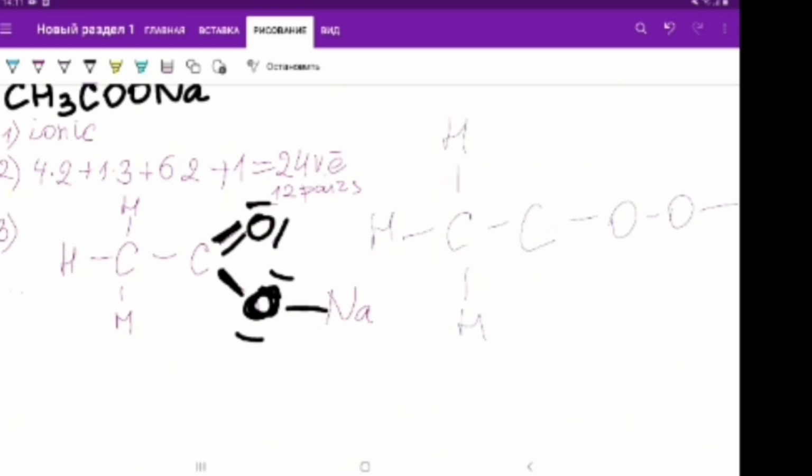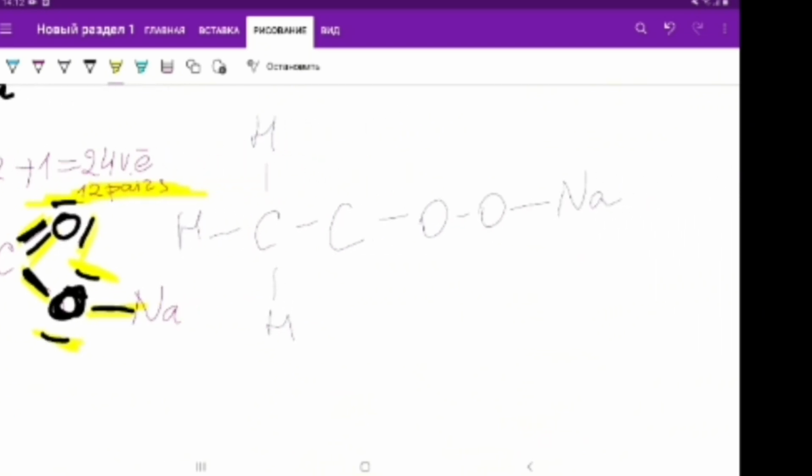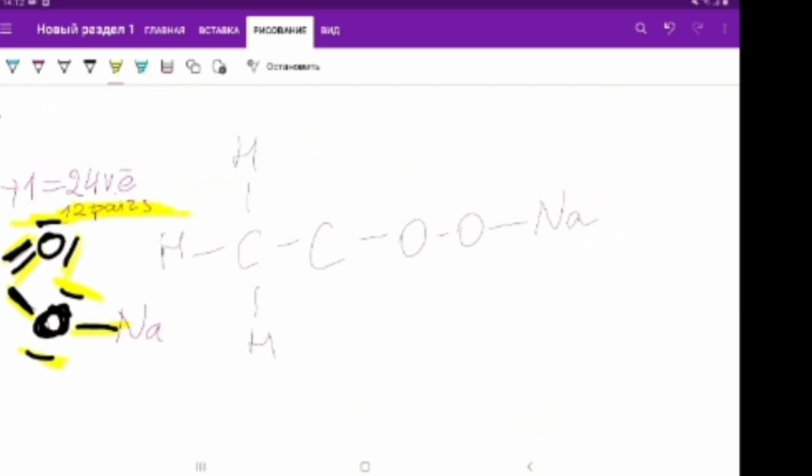Let's now check the overall number of pairs. We see that we need 12 pairs. Let's find how many pairs we have in our molecule: 1, 2, 3, 4, 5, 6, 7, 8, 9, 10, 11, 12. So in this molecule we get overall 12 pairs. Let's move to the other molecule and try to find what happens there.